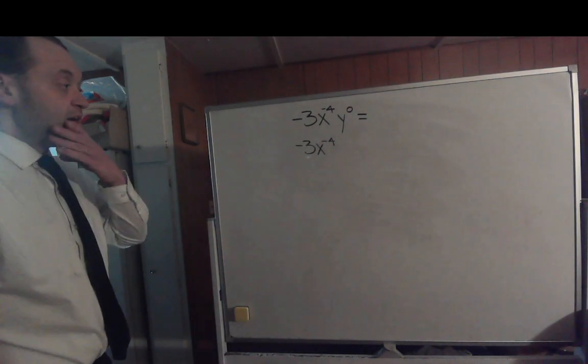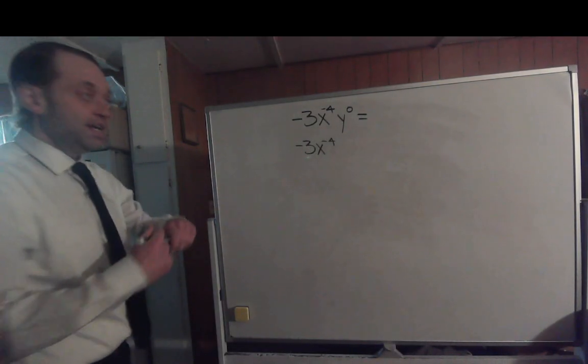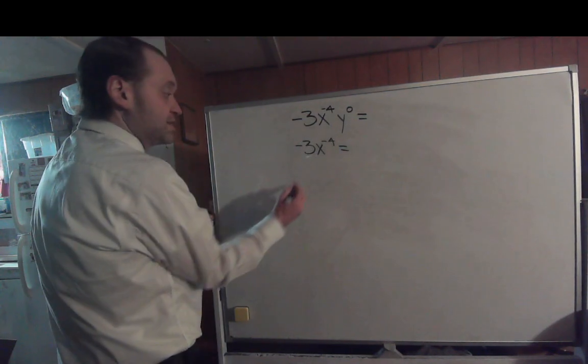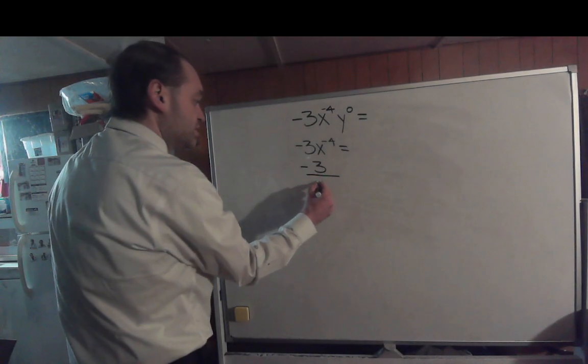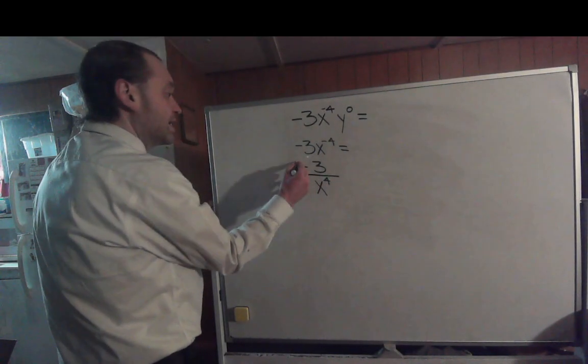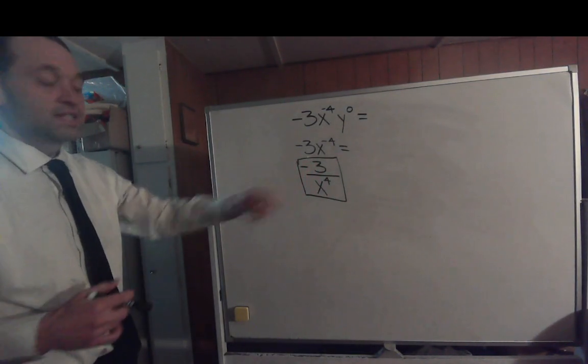Well, that negative 3 can stay in your numerator, but that x to the negative fourth, it'll come down to the denominator and become a positive fourth. So this would turn into negative 3 over x to the fourth. That would be exactly what you get, negative 3 over x to the fourth.